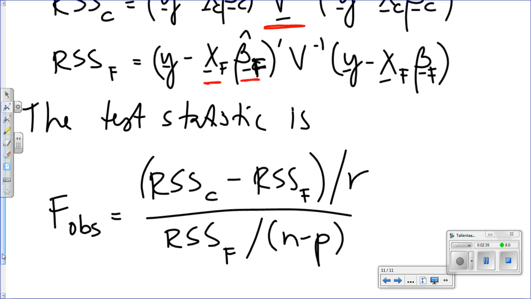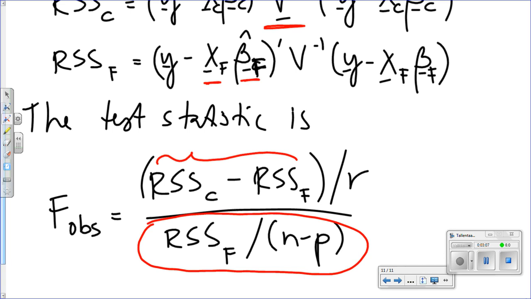So we see that the difference necessarily has to be positive because the constrained model is a special case of the full model. Therefore, the residual sum of squares for the constrained model is necessarily higher than for the full model. So the numerator is positive, and also the denominator is positive because it's the residual sum of squares, which is positive, divided by a positive number. So we get some positive number, which is called F-obs, the observed F-statistic.